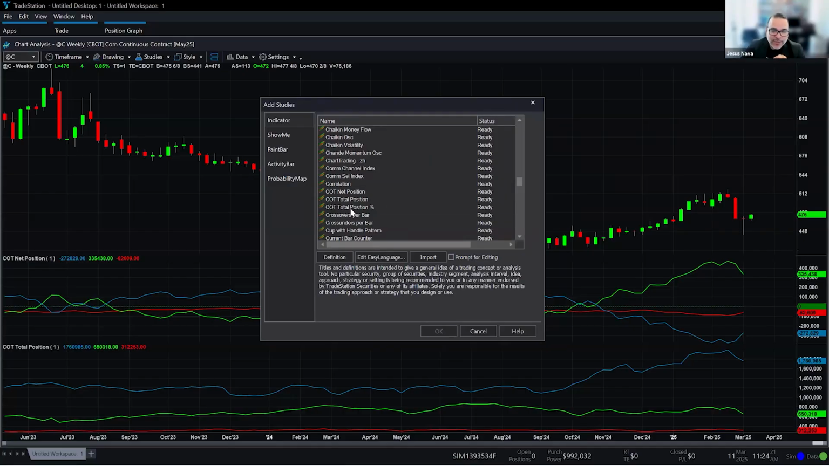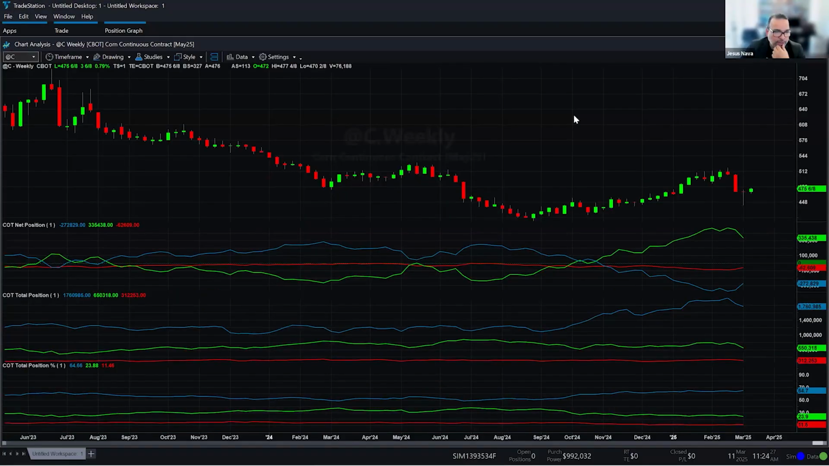This is called total position percent. All right, where did it fall? So we have net position right here at the top, total position in the middle, and then position percentage right here at the bottom. And if we look at the percentages here on the right-hand side, let's take a look at the blue line. We said the blue line was the commercials, right? 64.7%. What does that mean?